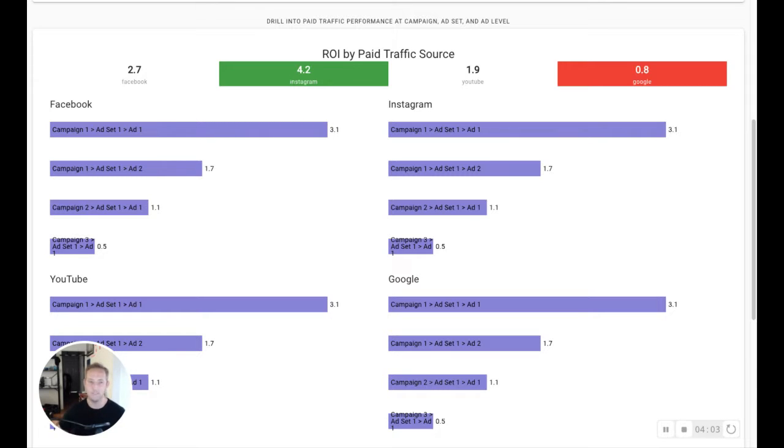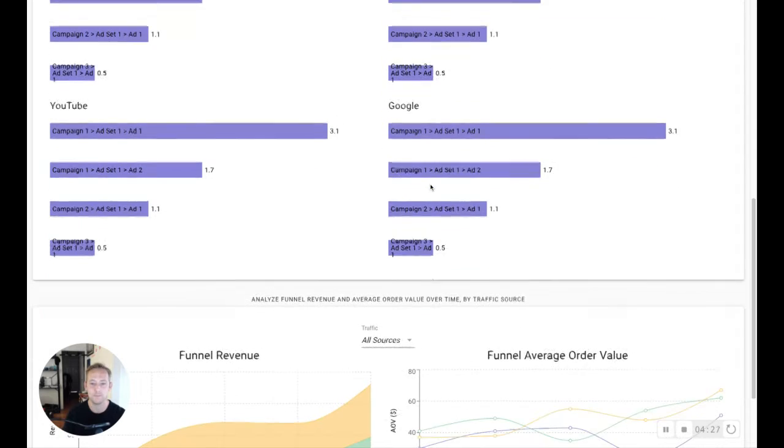You need to run 50, 100 ads. You need to try a lot of things. So if you're looking at everything at the campaign level or you run 3 or 4 ads and that's it, you're not really going to know what's working. You need to be able to drill down all the way to the ad level across all your traffic sources and be able to see, where are my winners? Where are my losers? Where do I need to stop wasting money? And where should I spend even more? So that is number 2, ROI by traffic source.